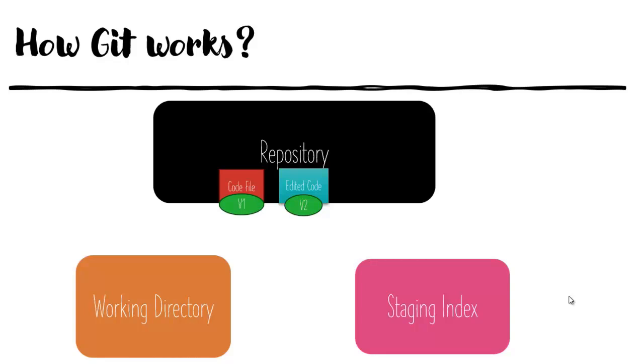Again, now suppose we want to take our third snapshot. Still, we have modified our code file. Again, we have to follow two steps. First, stage the file, then commit the file. This is our third snapshot, our third commit. Hope all of you are clear with this. This is the basic workflow of Git and GitHub.